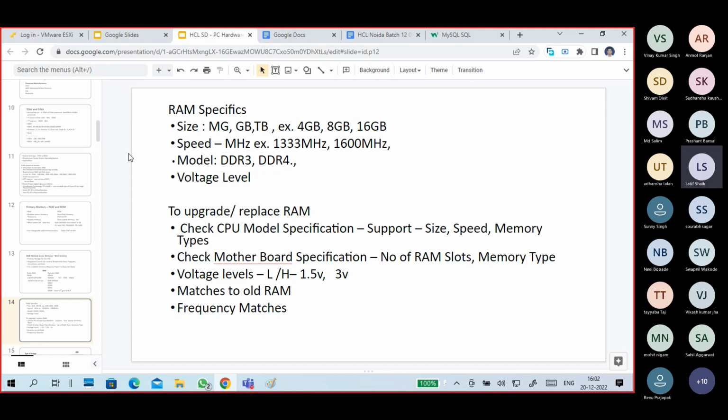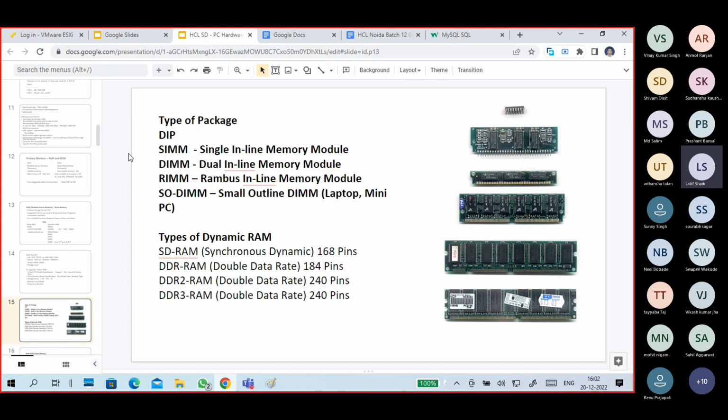So if you want to upgrade or replace the RAM, it is better to see your old RAM. If you find that type of RAM directly, so the specifications of your old RAM match the new RAM, then you can do an upgrade, replacement, or addition of RAM. Okay, so these are some points related to RAM. Do you guys understand RAM specifications?